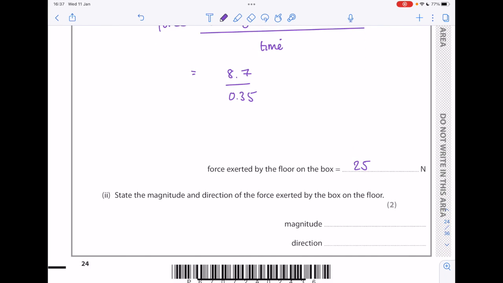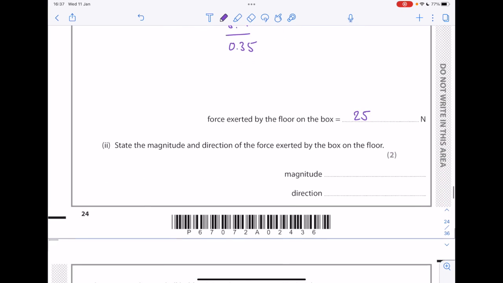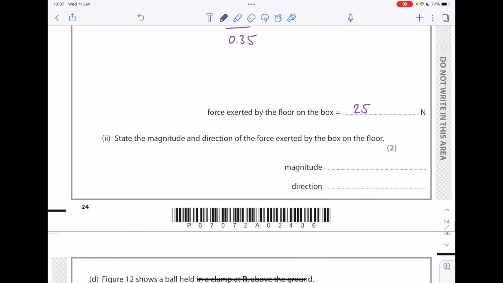State the magnitude and the direction of the force exerted by the box on the floor. It will be acting downwards. Hopefully you realise that it's acting downwards towards the floor. And the magnitude of that force will be equal and opposite. So it's also that value you just calculated of 25 newtons.